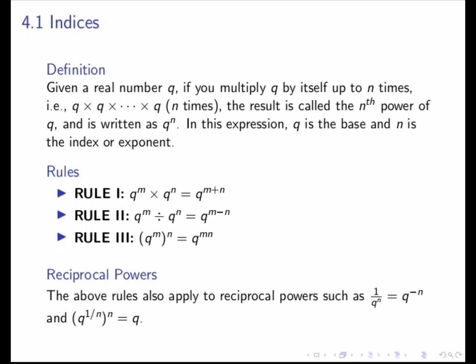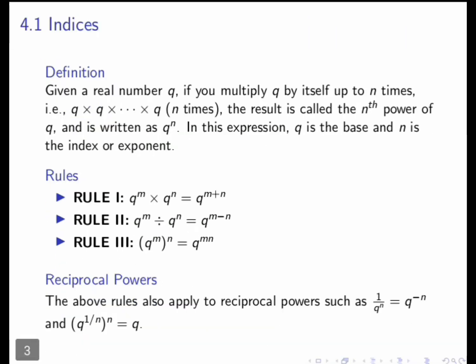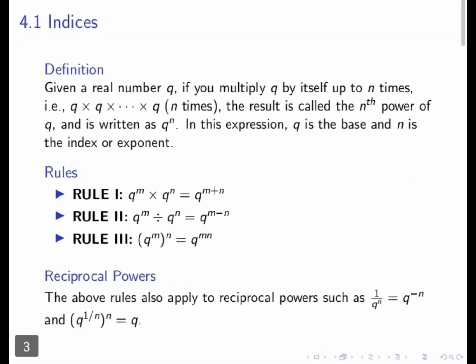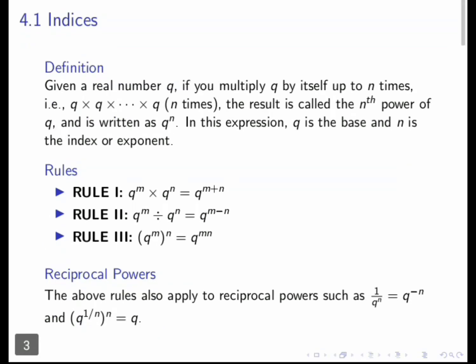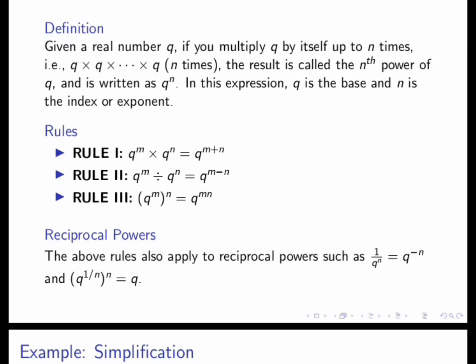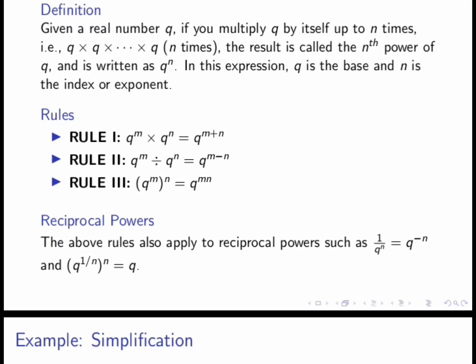We have three rules that are stated here. Though we have a lot of rules, this is the breakdown of the rules according to the Math 110 manual. Rule 1 is q raised to power m multiplied by q raised to power n, which is the same thing as q raised to power m plus n. Rule 2 is q raised to power m divided by q raised to power n, which is q raised to power m minus n. Rule 3 is q raised to power m, all raised to power n, which is equal to q raised to power mn. So I believe this is explicit enough.